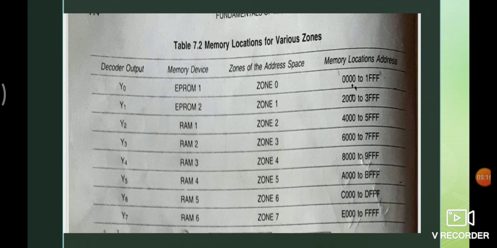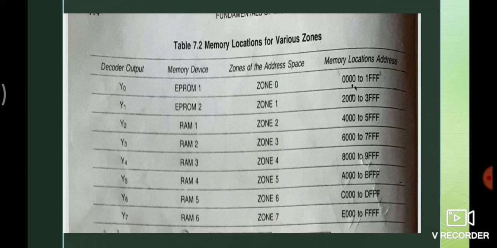Now these are the memory locations for various zones of the decoder. For the decoder output Y0, the memory device is EEPROM 1. That is, the memory location for EEPROM 1 will lie in the range 0000 to 1FFF. These are the memory locations for zone 0, for the memory chip which is connected to the output line Y0 of the decoder. The entire memory address has been divided into 8 zones, starting from zone 0 to zone 7.